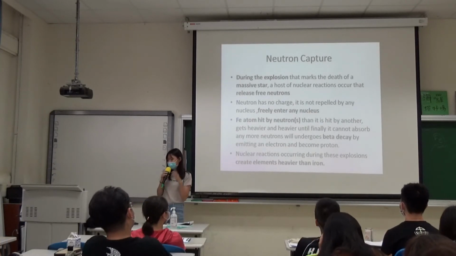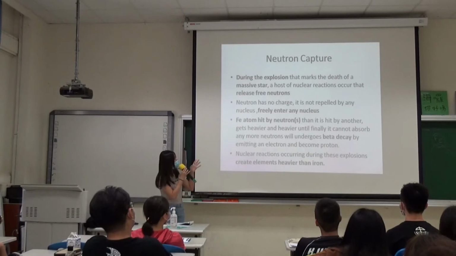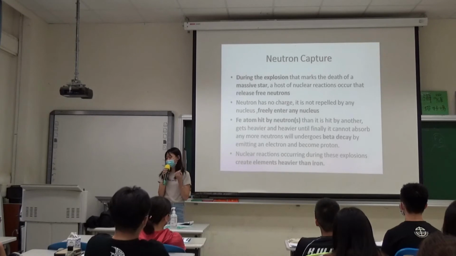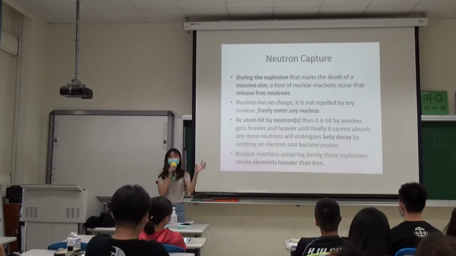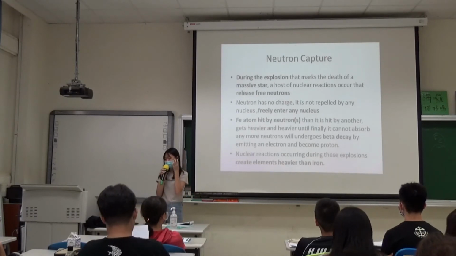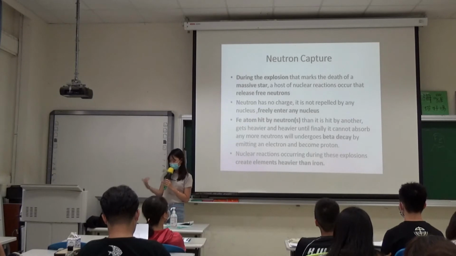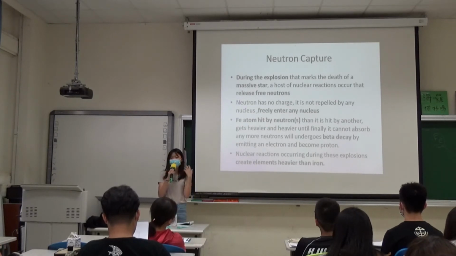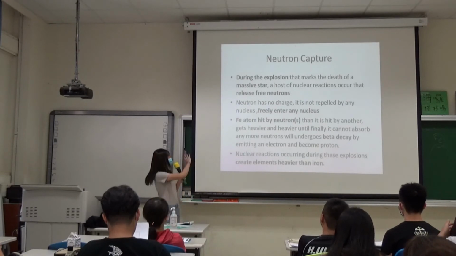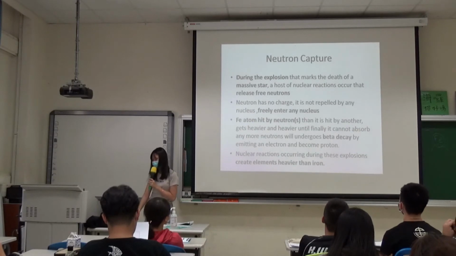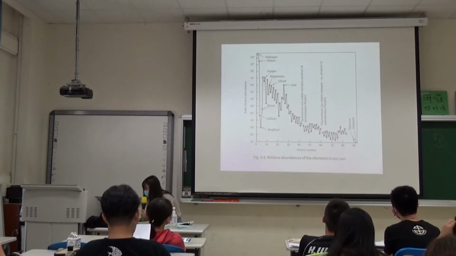Then, when it cannot absorb any more neutrons, it will undergo beta decay by emitting an electron and become one proton more, giving an element of higher mass. The nuclear reactions occurring during this explosion create elements heavier than iron. We call this process neutron capture.